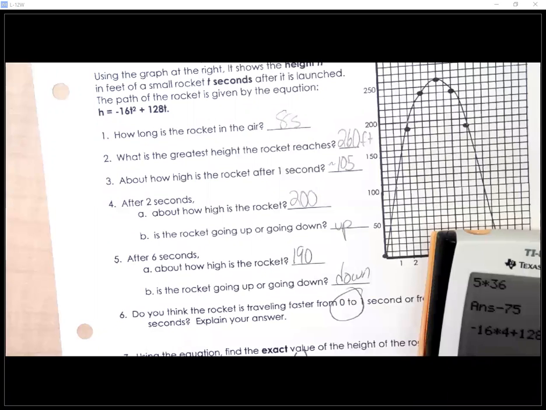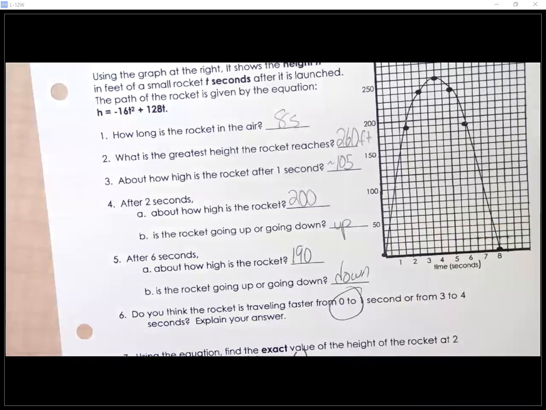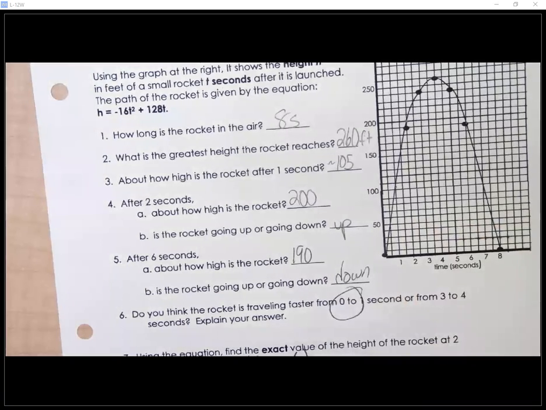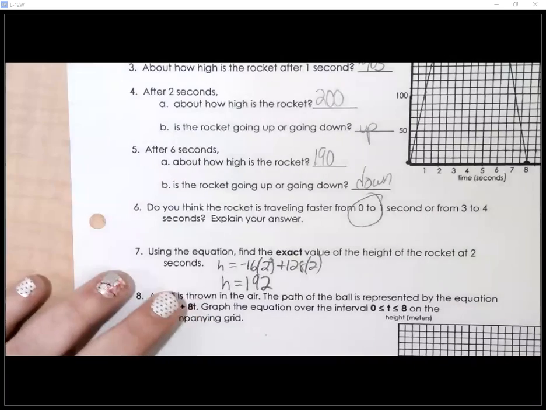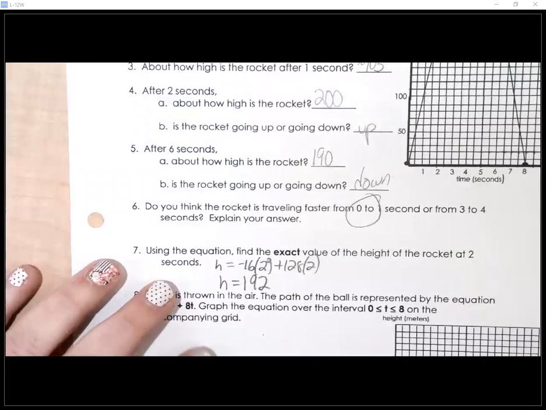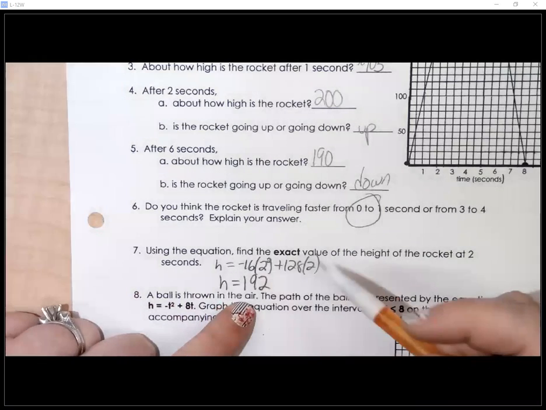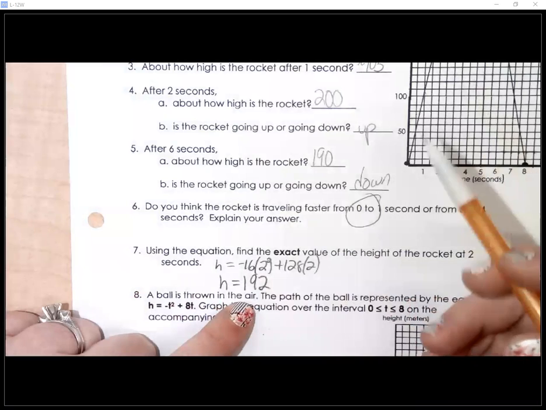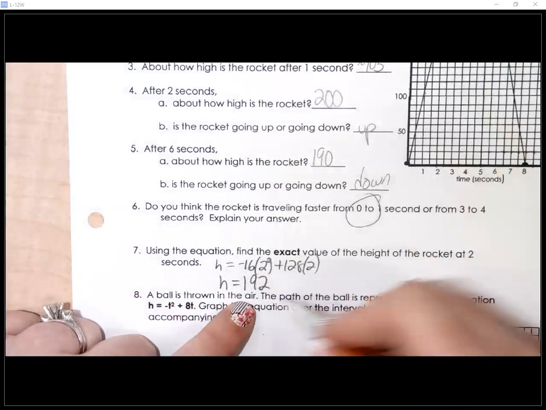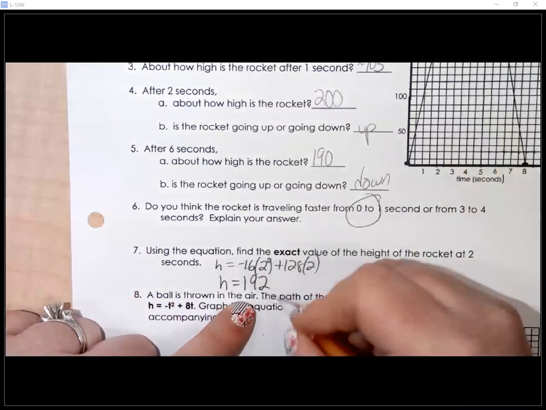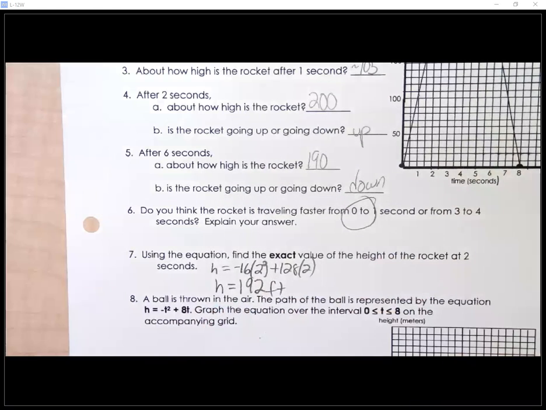Okay, so I get 192 when I plugged all this in. Did you get 192 when you actually plugged in 2 into the equation? So we had estimated about 200, didn't we? So we were a little off, 192 feet in this case. All right, easy peasy so far. Let's try the next one.